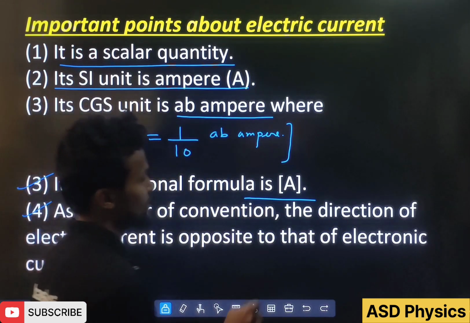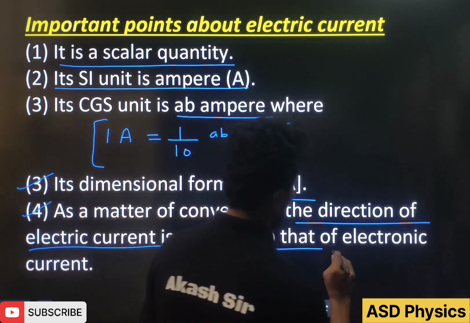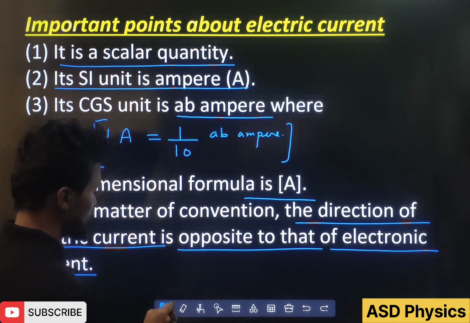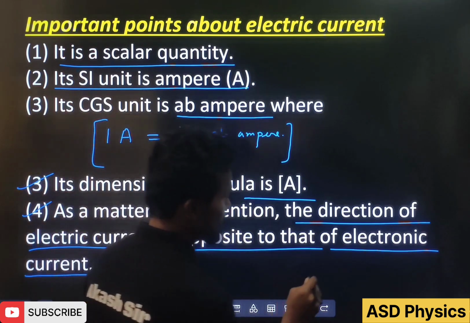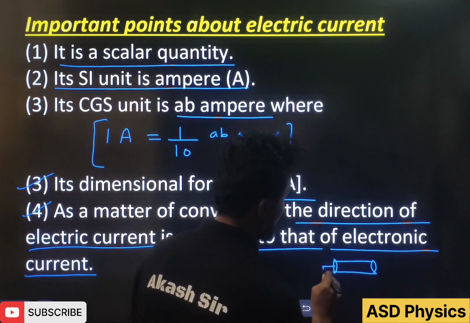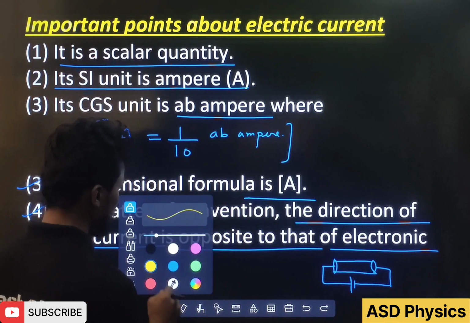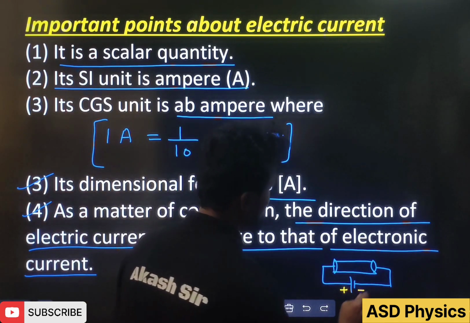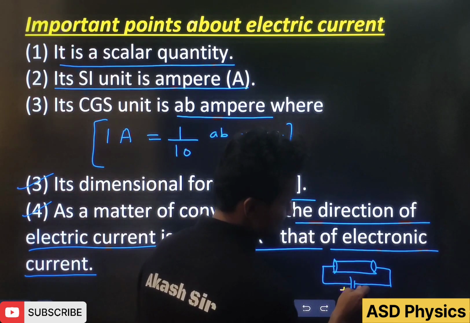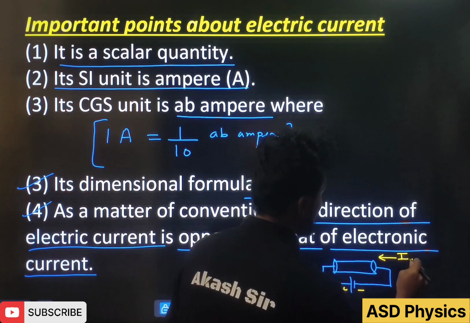As a matter of convention, the direction of electric current is opposite to that of the electronic current. Let's take for example, if this is the conductor and it is connected to the battery, let's take this as positive and this as negative. Actually, the electrons are going this side, because an excess of electrons is going this side. So this is the direction of the electronic current.